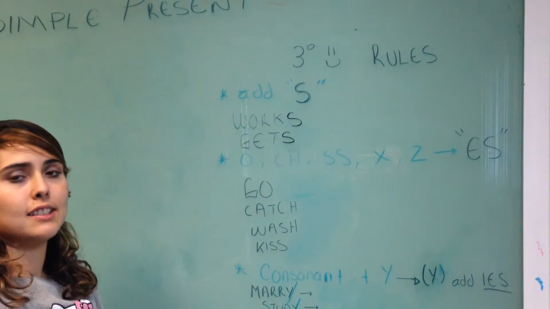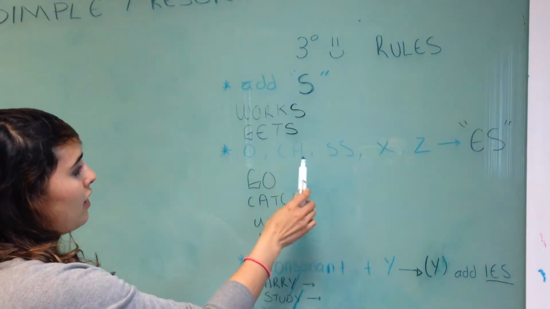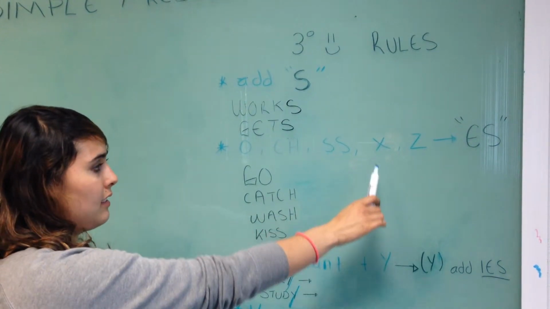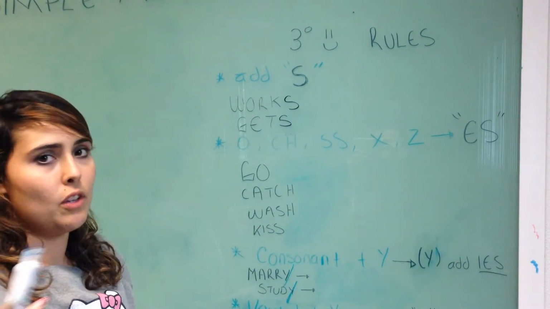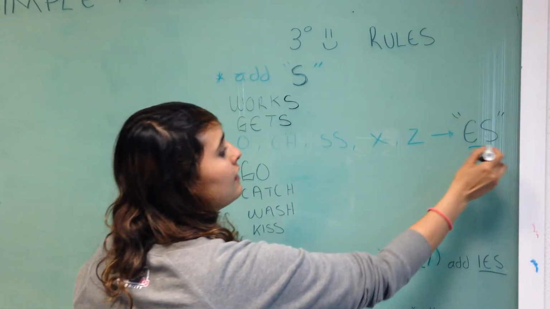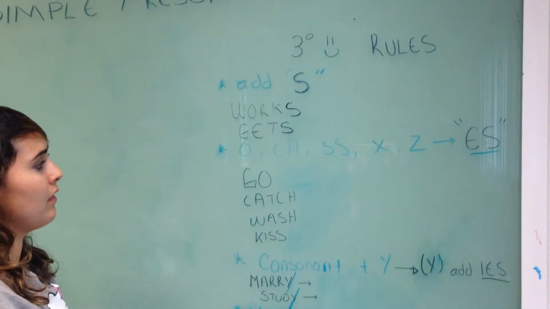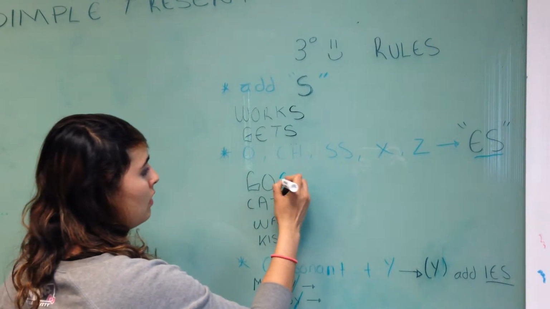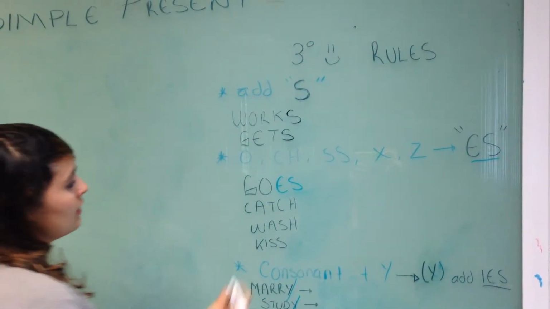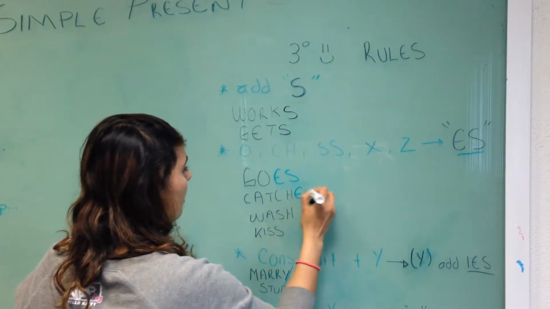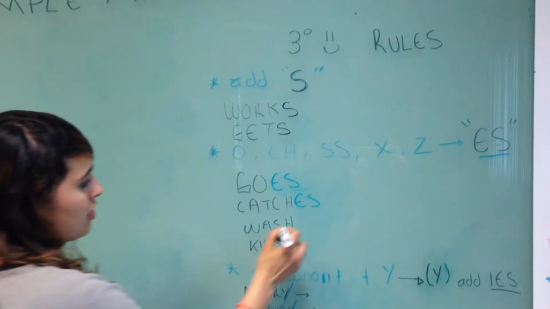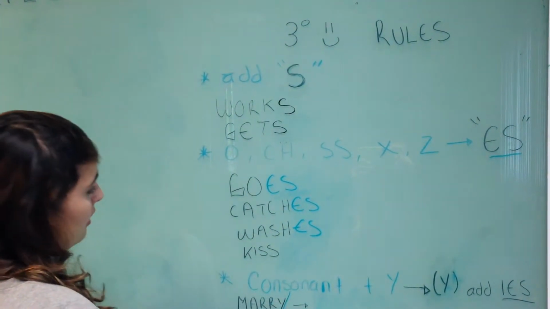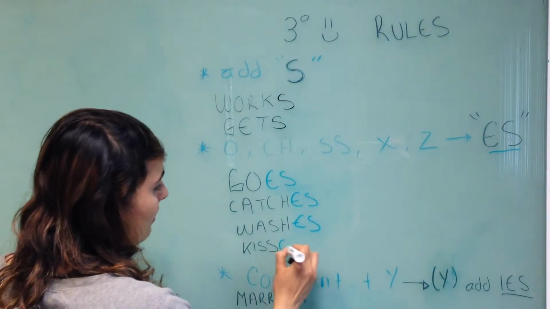If your verb ends with O, CH, SS, X, or C, the only thing that you have to do is put an ES at the end of the verb. Like go, goes, catch, catches, wash, washes, or kiss, kisses.